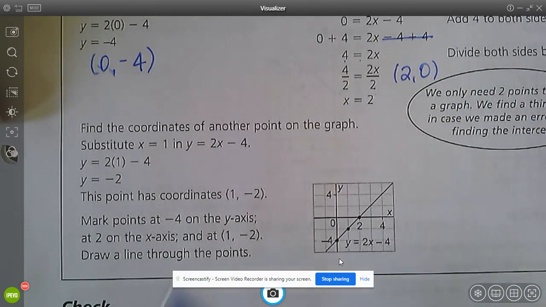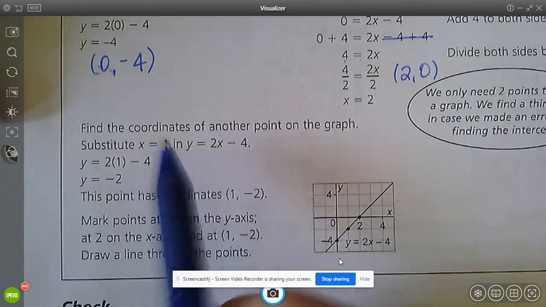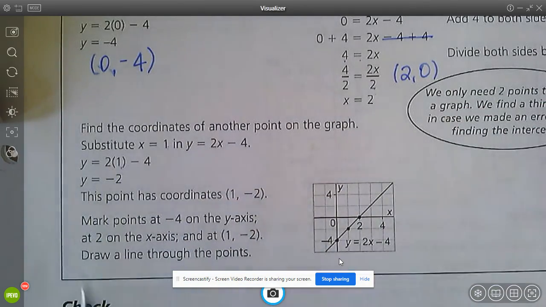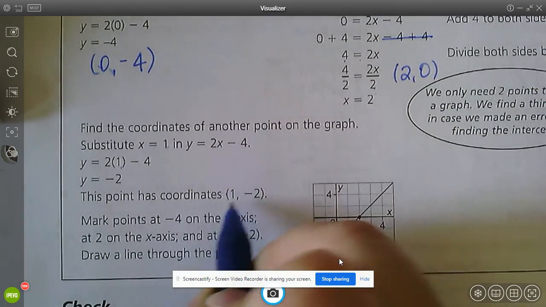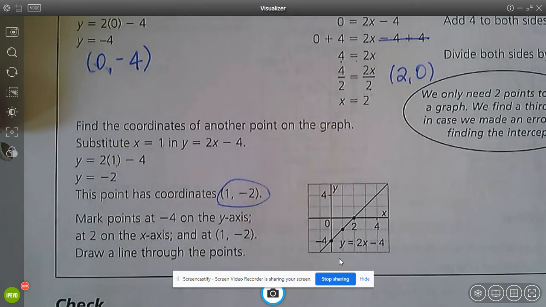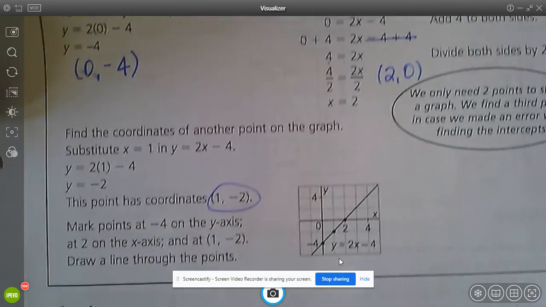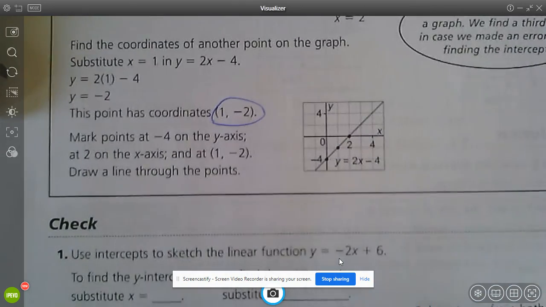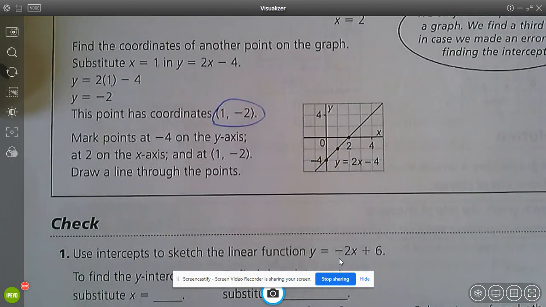They said, okay, let's try for x equals 1. So they inputted 1 anytime where there was an x in the equation. So 2 times 1, which is 2, minus 4 is negative 2. So the coordinates for this point are 1 and negative 2. So the last thing you would do is mark these on your graph and then just use a ruler or some sort of a straight edge to connect the points.